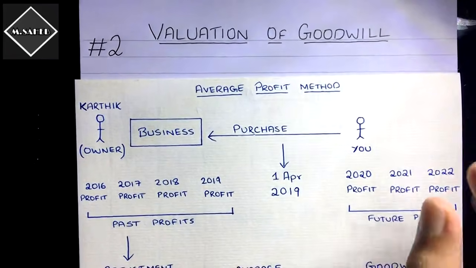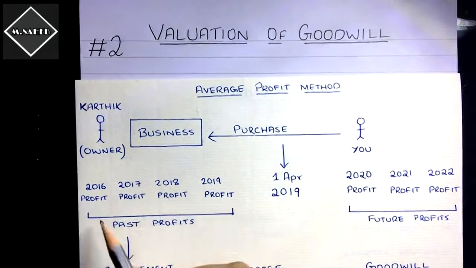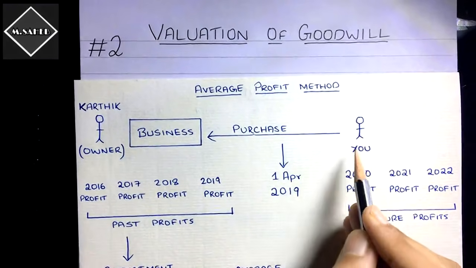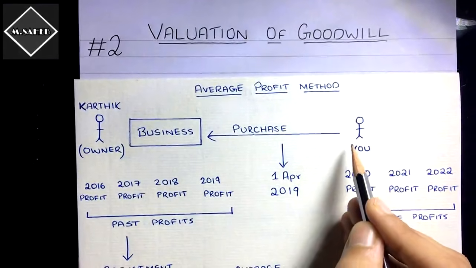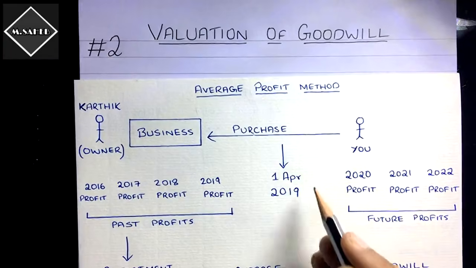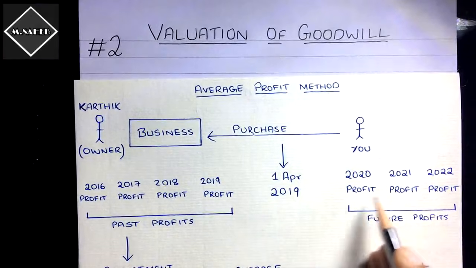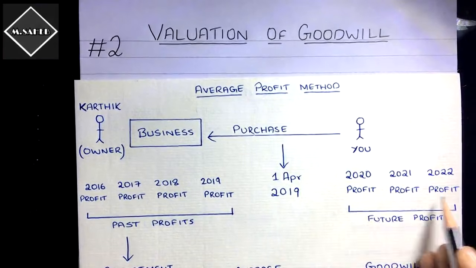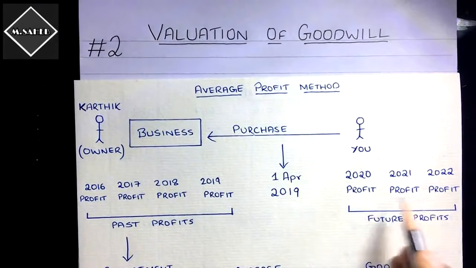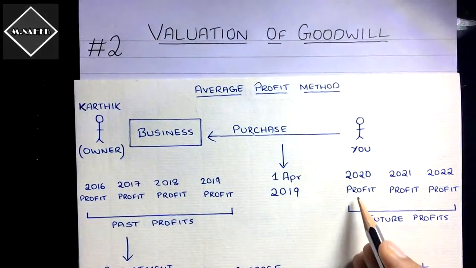Now the big question is, will Karthik sell his existing profitable business, which has been earning profits in the past, to you? No, of course not. He will not sell it, because he can earn the future profits himself. If he sells this business to you on this date, he will be missing out on the profits which this business will easily earn in the coming 3 to 4 years, because it has been a profitable business in the past. So there's a good chance that in the future also it will make the same profits.